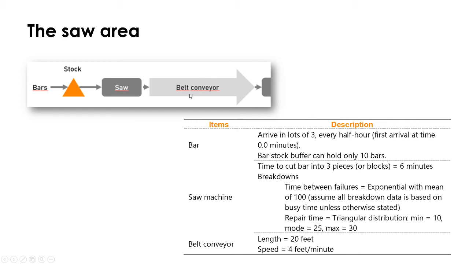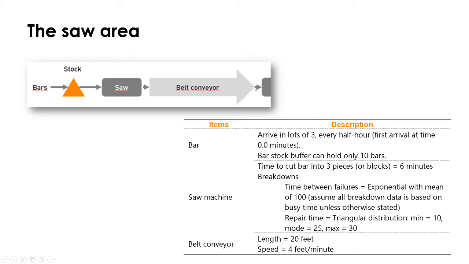One relevant thing is that the belt conveyor behaves so that if there's no place for the blocks to be processed in the following stage, it gets blocked. It's not a rolling belt conveyor. This will be one of the changes we can make.